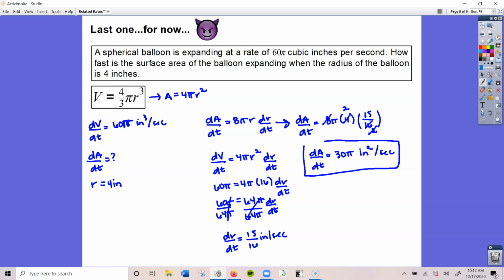Anytime that you solve for any rate or anything at all, always, even if it's not your final answer, like I did here, I still wrote inches per second. Always write your units because you never know if they're going to be looking for that.